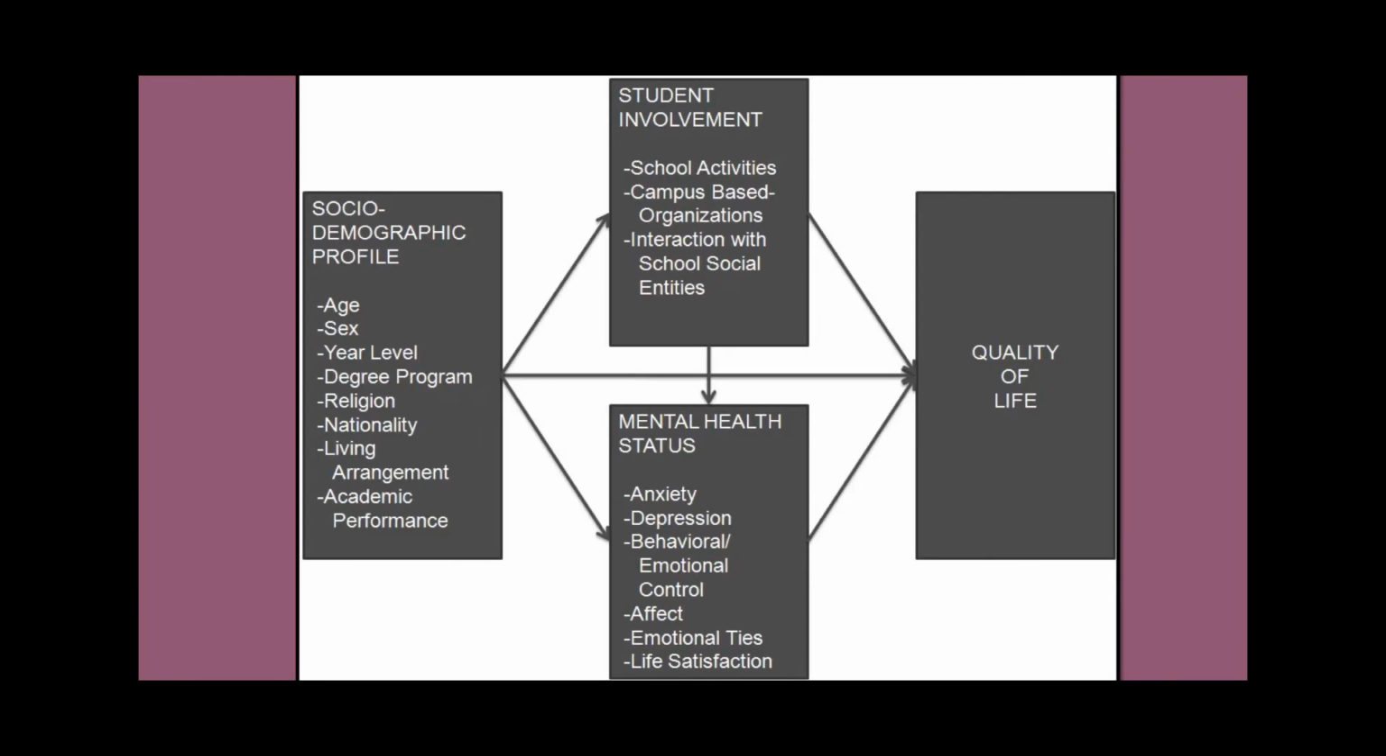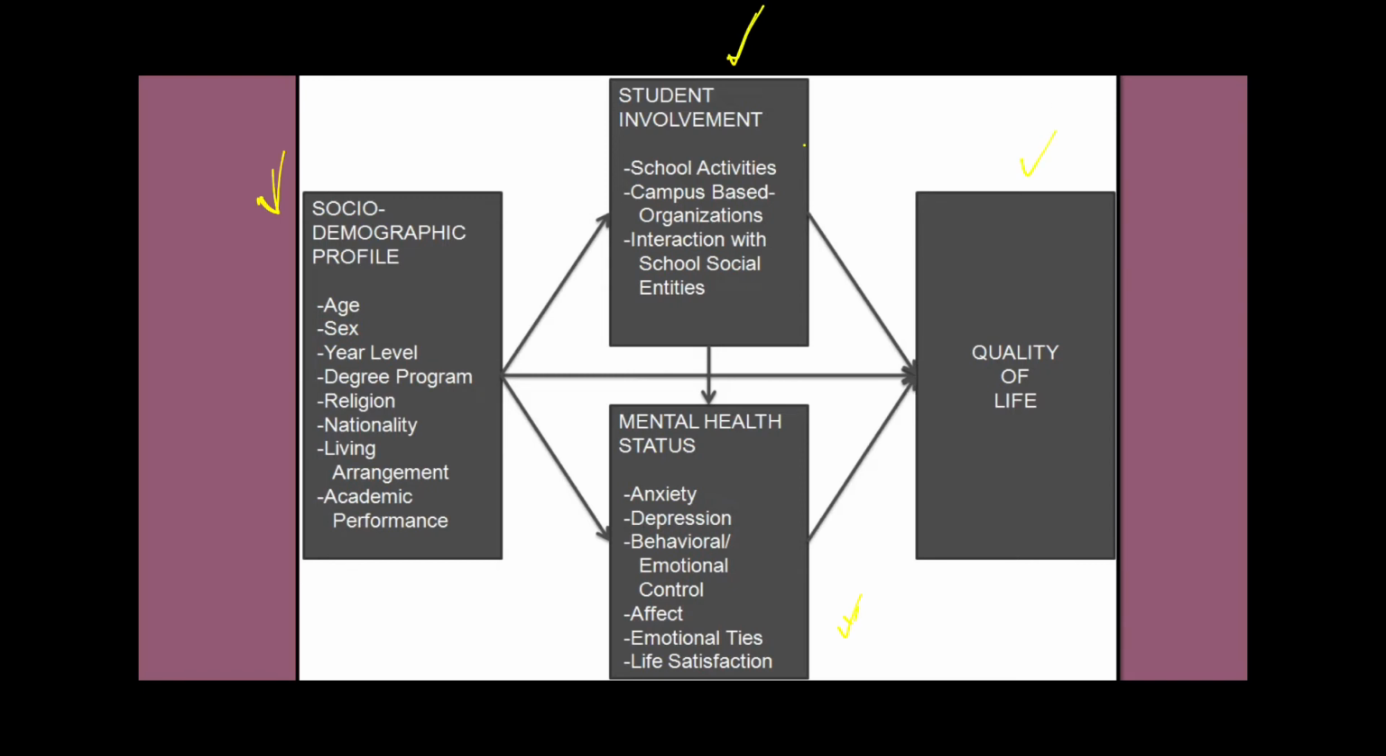So, I'll give again an example from the study that I did. What I did was I measured social demographic profile and related it to student involvement and mental health status. And then, I also correlated student involvement and mental health status with each other, and I also correlated these three with quality of life. So I have 4 variables: social demographic profile, student involvement, mental health status, and quality of life.